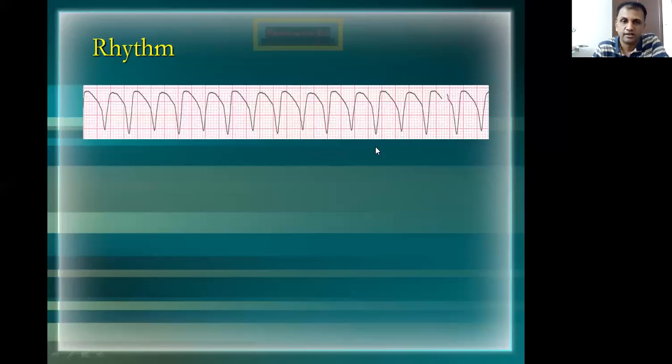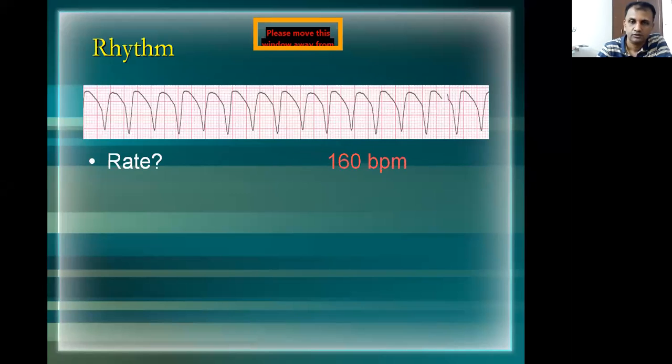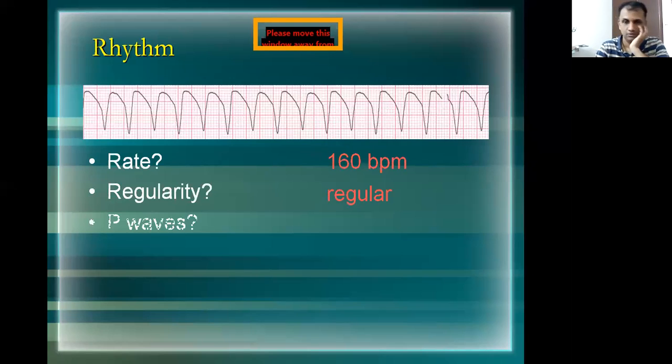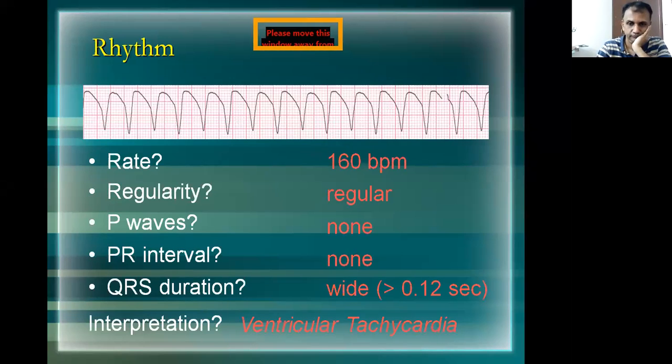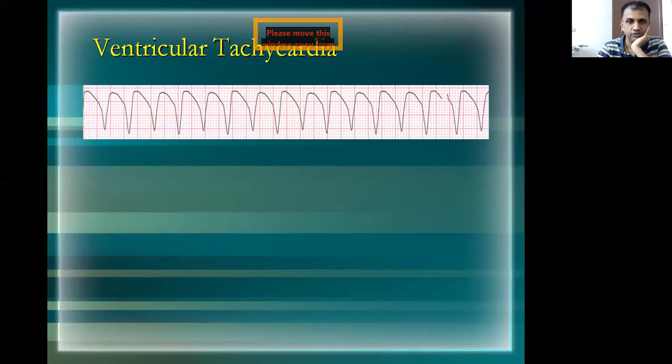So if you get a regular broad complex tachycardia, that's ventricular tachycardia until proved otherwise. Look at the heart rate, just about 160 beats per minute. It's regular here. That's ventricular tachycardia, VT in short.